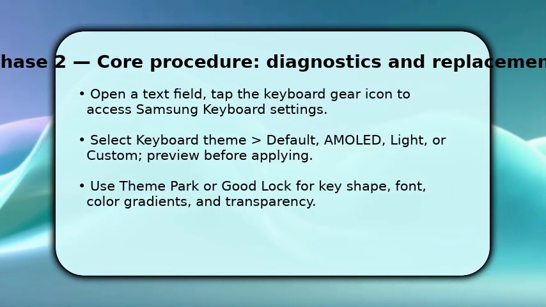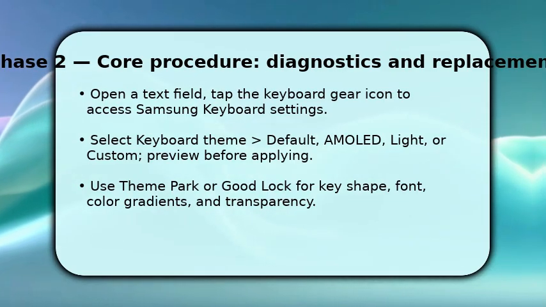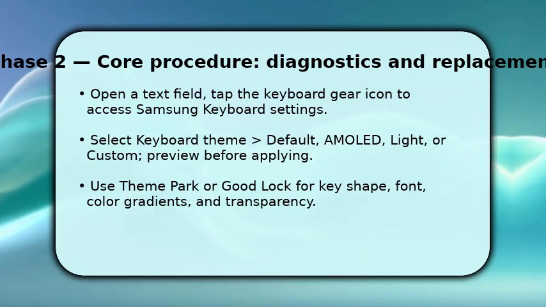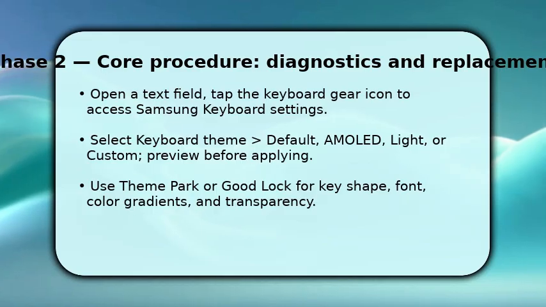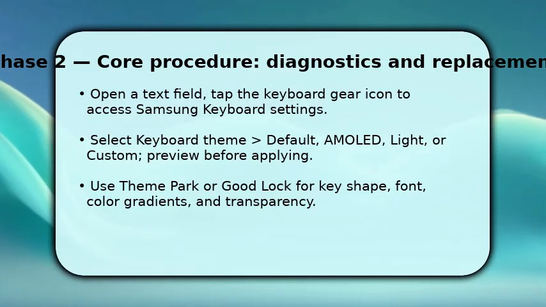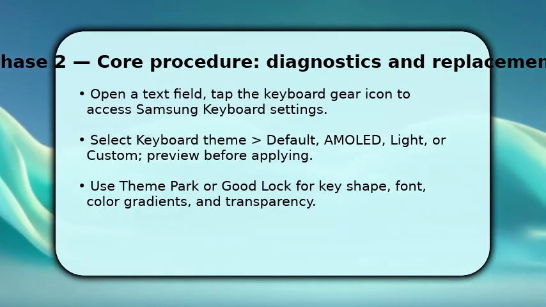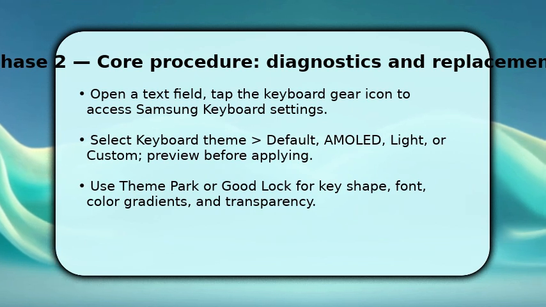Now you change the theme settings directly on the keyboard. Tap any text field, then the keyboard gear to open Samsung Keyboard settings. Navigate to Keyboard Theme. You'll see built-in options like Default, AMOLED, and Light. Tap each to preview how keys contrast with background. For deeper customization, use Theme Park or Good Lock modules to adjust key shape, font size, color gradients, and transparency. Make gradual tweaks and preview after each change so readability and thumb reach remain comfortable.